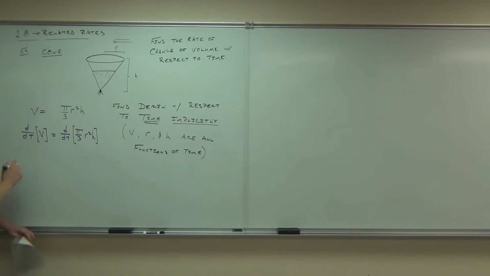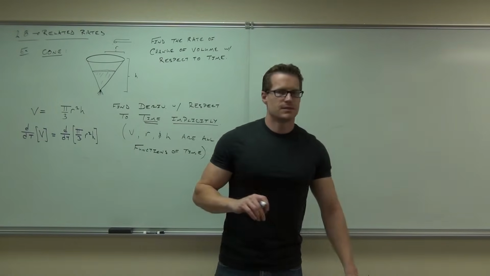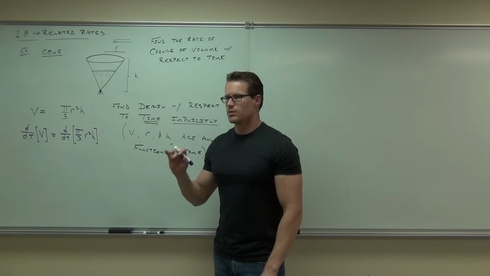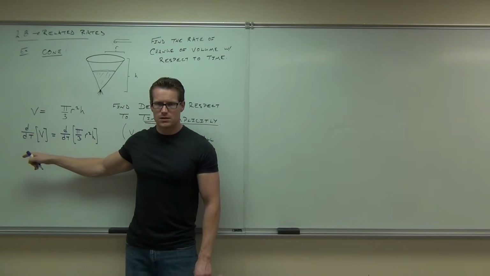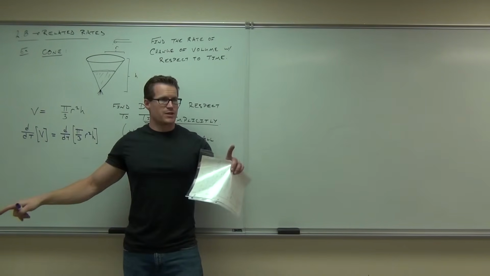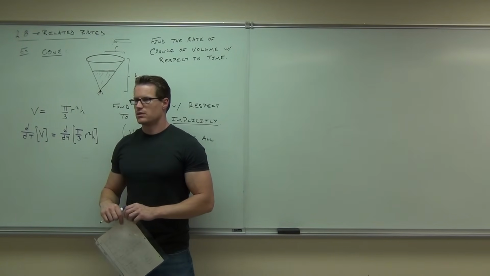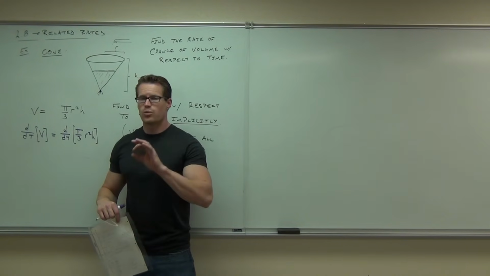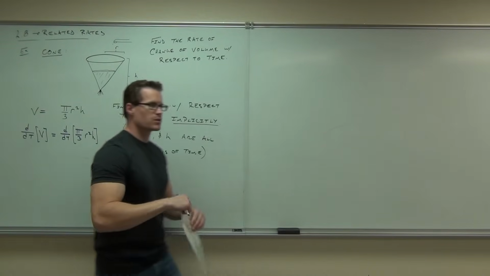Let's start with the easy side. Easy side is the left-hand side. What is d dt of v? Remember, v is just a single variable. What's the derivative of v? It would be 1, but then you have the chain rule. Why do you have the chain rule here? Is v a function of t? Yeah. So just like y was a function of x and you did a dy dx, v is a function of t.